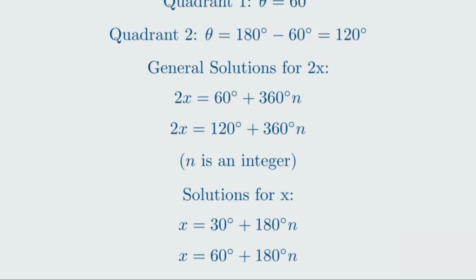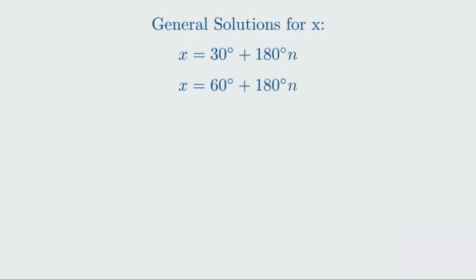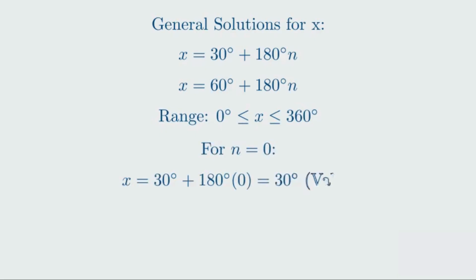Our final step is to find which of these solutions fall within the required range of 0 to 360 degrees, and then identify the largest one. Our general solutions are x equals 30 degrees plus 180 times n, and x equals 60 degrees plus 180 times n. And we are looking for values of x that are greater than or equal to 0 and less than or equal to 360 degrees. Let's test integer values for n, starting with 0. If n equals 0, our first solution is 30 degrees plus 0, which is 30 degrees. This is in our range. Our second solution is 60 degrees plus 0, which is 60 degrees. This is also in our range.